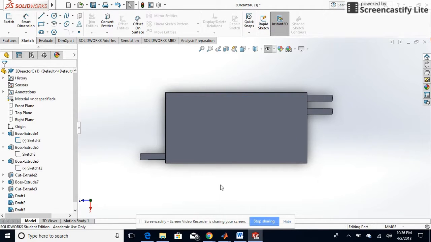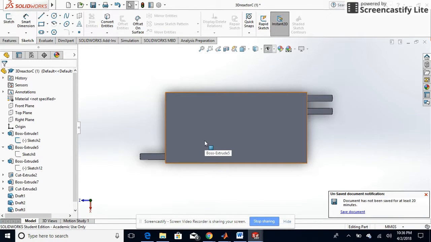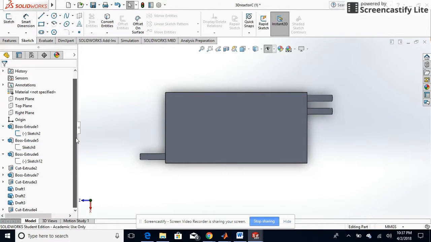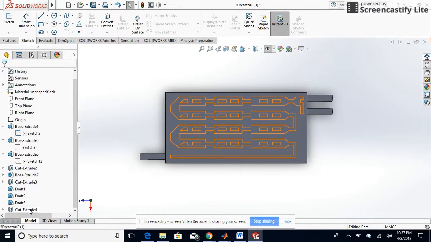So here we are in SolidWorks. This was our third design, and the process for creating this was starting with the body. It's 50 millimeters by 100 millimeters. We extruded that up 4 millimeters and extrude cut the design, the inner channel design, in that. We extruded 2 millimeters down, so the channel height of our reactor is 2 millimeters high.